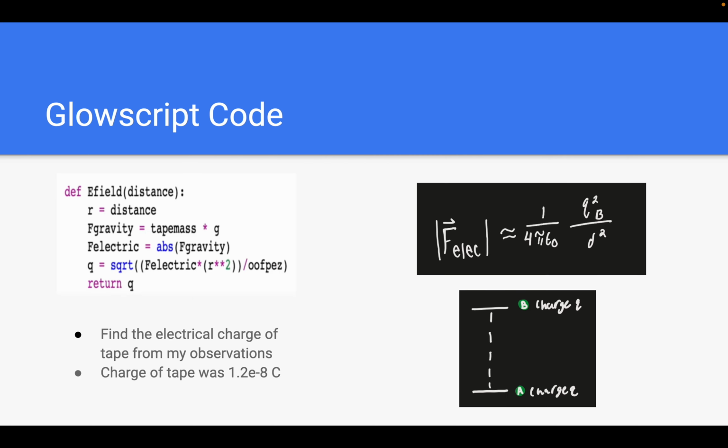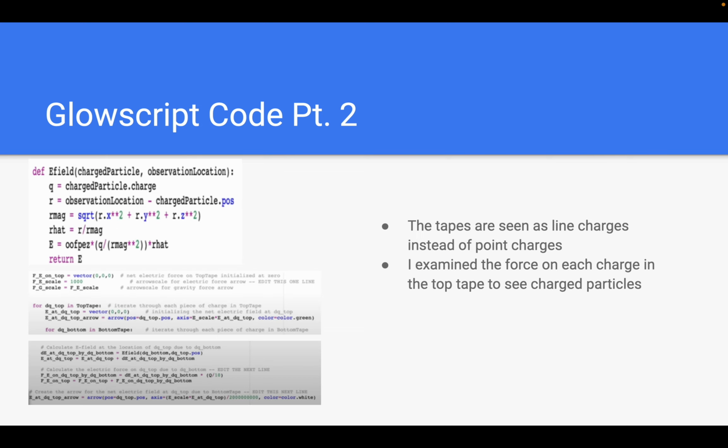So this is the GlowScript code that I used. On the left, it helped me find the electrical charge of the tape from my previous observations, and the GlowScript code ended up showing that the charge of my tape was 1.2 times 10 to the power of negative 8 coulombs. Again, I got the help of using Coulomb's law formula, like a certain version of it, where we use the distance of the tapes and the actual charge. And then here you can see the distance between the two charges.